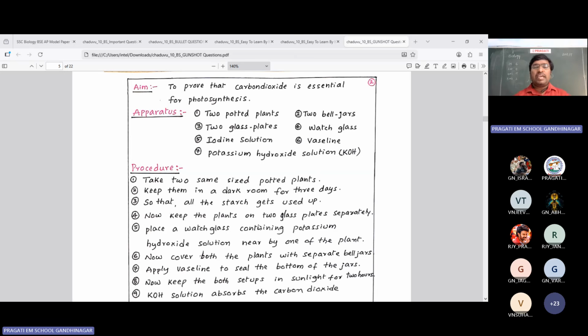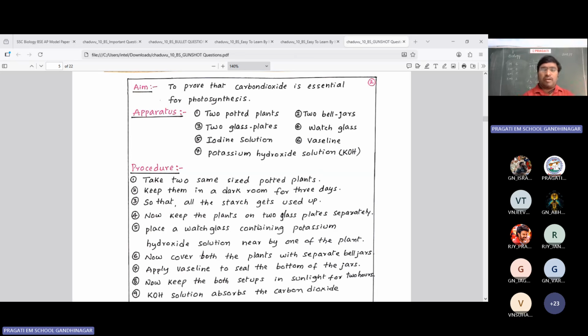See how many materials there are. What is the aim of this experiment? To prove that carbon dioxide is essential for photosynthesis. So what are the apparatus which we are using for this experiment? 2 potted plants, 2 bell jars, 2 glass plates, quartz glass, iodine solution, Vaseline, potassium hydroxide solution. In brackets, you should mention KOH. So this is the way you should mention the apparatus with numbering, children. Numbering. So this is the clear representation of materials.